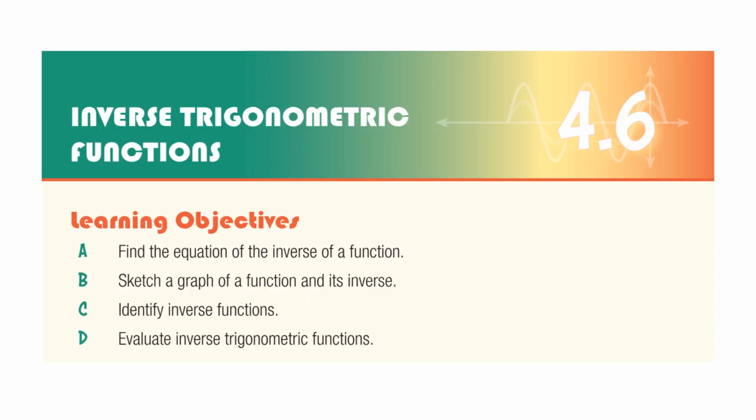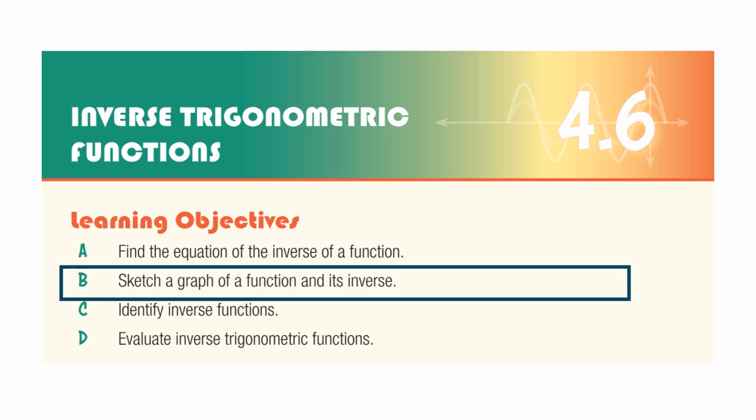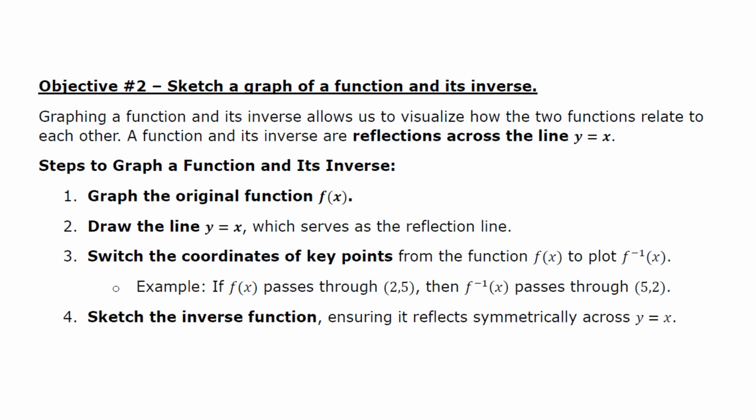So now let's do objective B. Sketch a graph of a function and its inverse. So graphing a function and its inverse allows us to visualize how the two functions relate to each other. A function and its inverse are reflections across the line y equals x. So our 4 steps here are going to show us how to graph a function and its inverse.